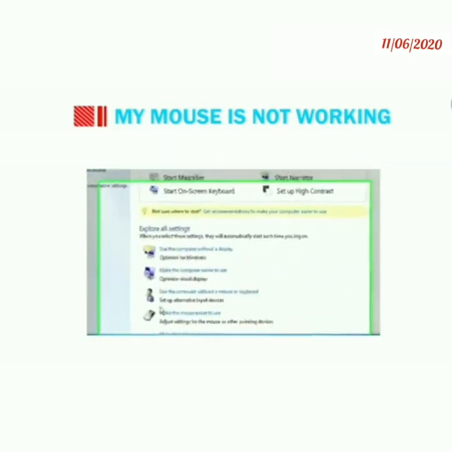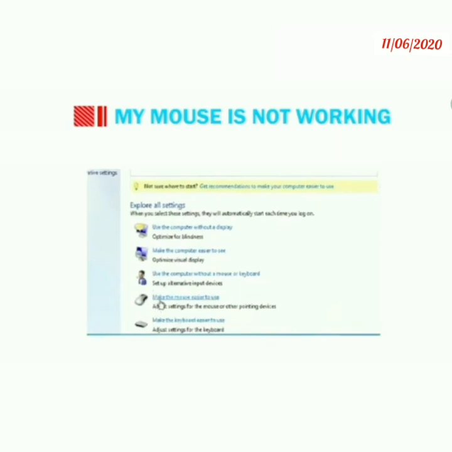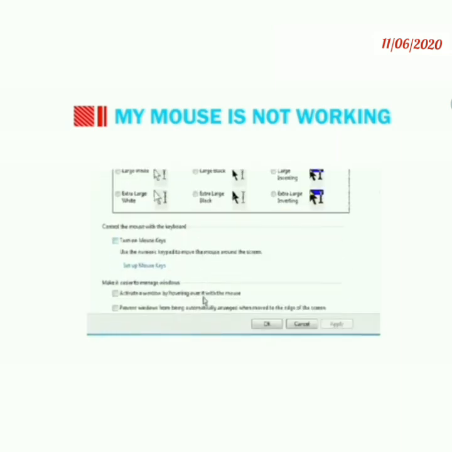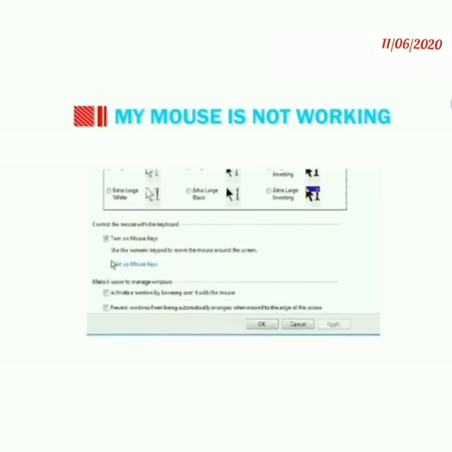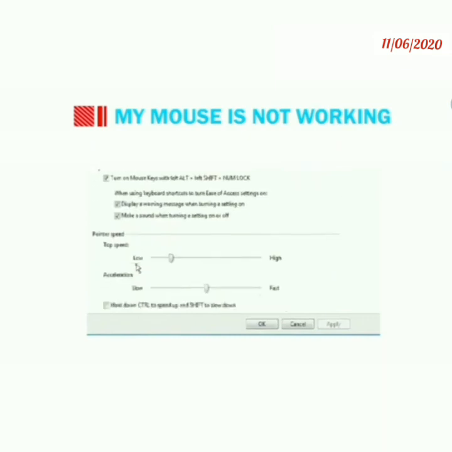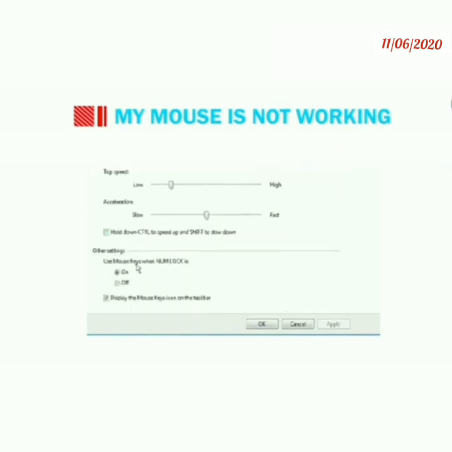Then click on Make the Mouse Easier to Use option. After that, click and activate the checkbox, turn on mouse keys. Then finally click on OK. Alright. Now click on Setup Mouse Keys option. With the numeric lock in off mode, you can use numeric keypad for mouse functions. Okay. Now click on the OK button.